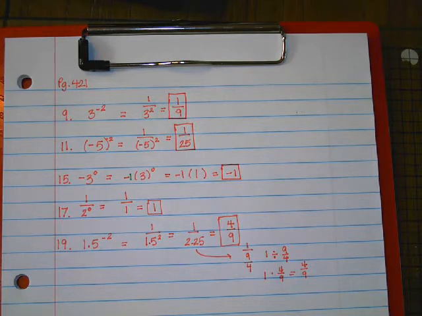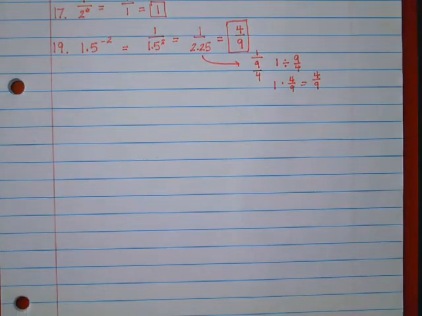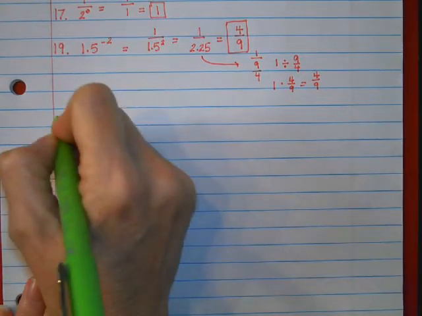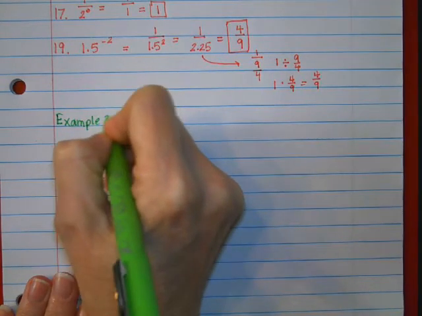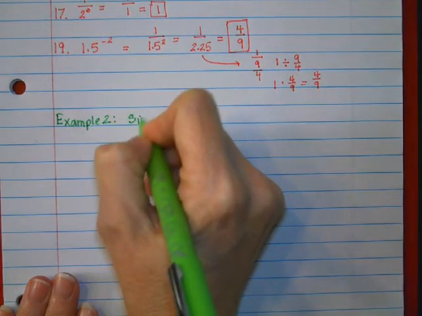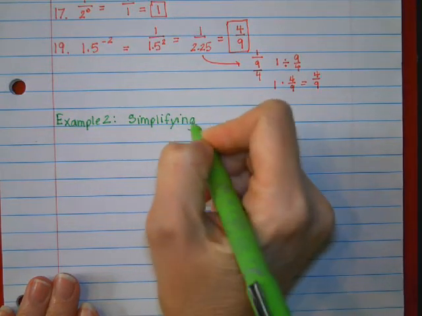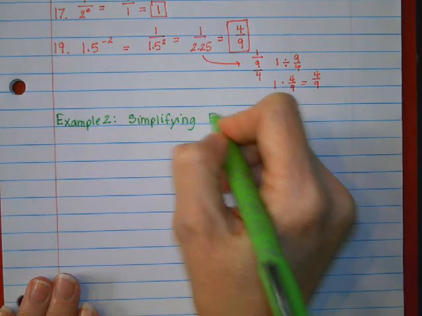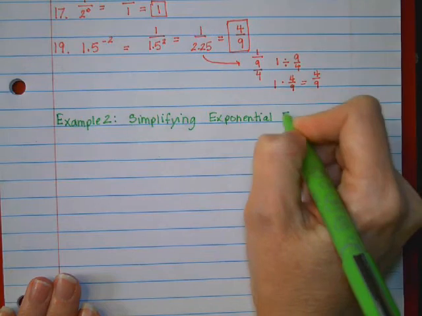All right, so now we're going to go ahead and move back to page 419 in your textbook. And I'm going to move this page up because I don't want to lose all of our paper down here. And we're going to do the second part, which is simplifying exponential expressions. So example 2.